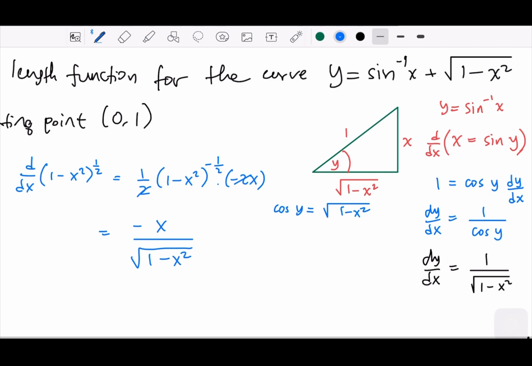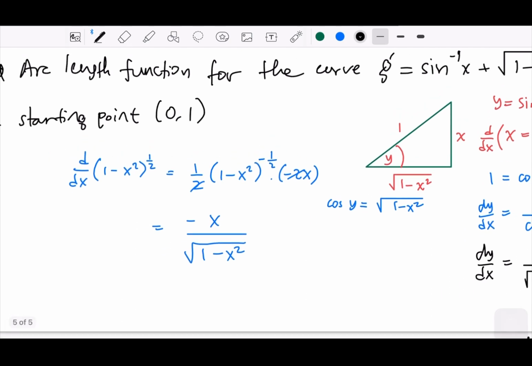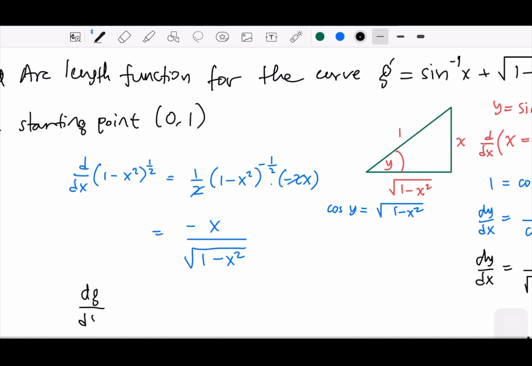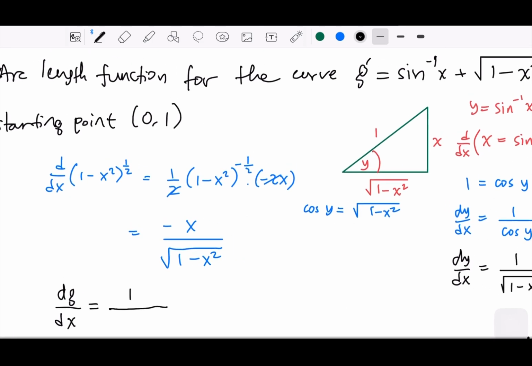Oh, I think I'm using y here. I should be using a different variable, so let's change the variable to g, so that you are not confused, because I already wrote y here. So dg over dx is 1 over square root of 1 minus x squared, minus x, or maybe directly we can just write minus x like that.